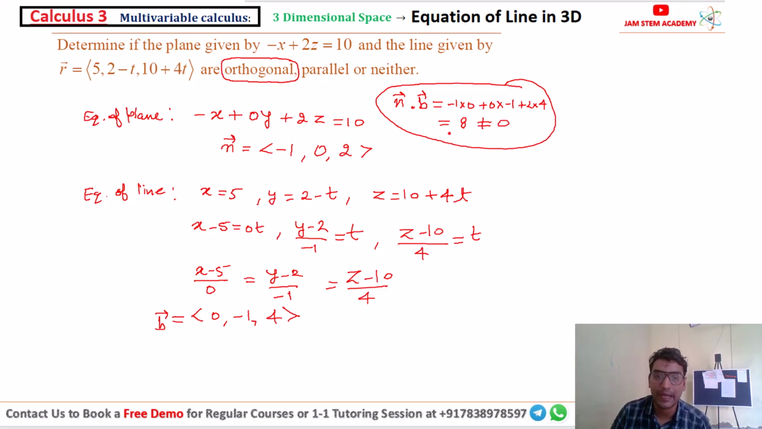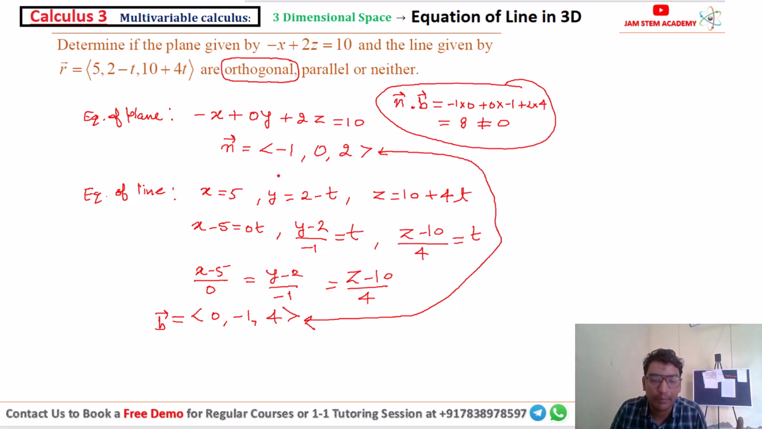Now we have to check whether these are parallel or not. For parallel, what is the condition? Are these two collinear? For that, these must be scalar multiples of each other. Are these two? No. In this case, you cannot write the n vector as some scalar multiple of the b vector. So we can say the n vector is not any scalar multiple of the b vector. Right? You cannot find any lambda for which these two become multiples of each other. It means it is not parallel as well. So it is not orthogonal, not parallel. It means there is some angle between these two. So this line and the plane have some angle between them.